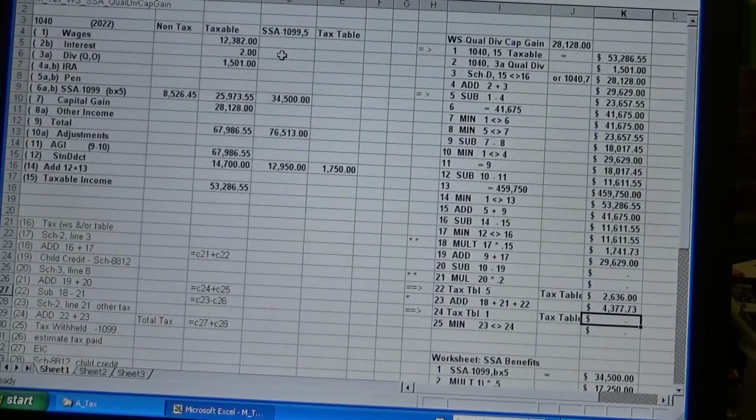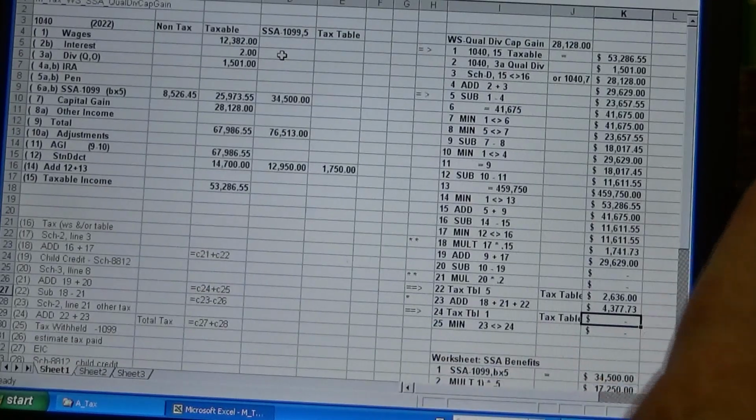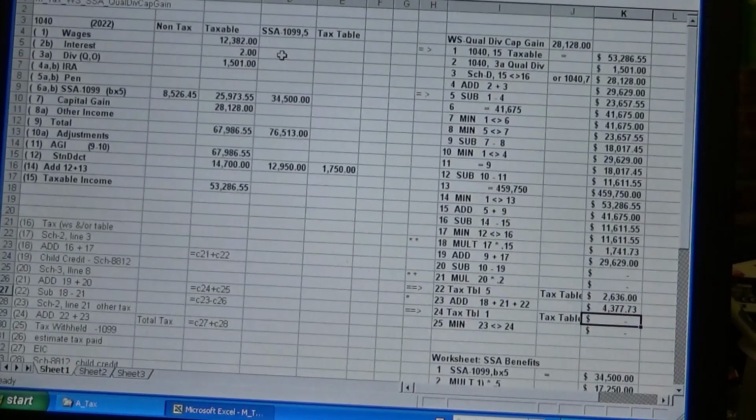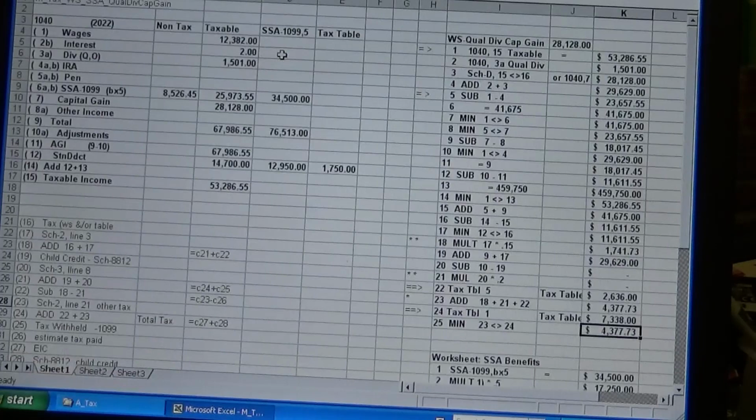And then it wants to know from the tax table the amount on all taxable income from line 1. And that's quite a bit of difference, $7,338. And it chooses the smaller one. So doing the capital gains spreadsheet does save us some money.